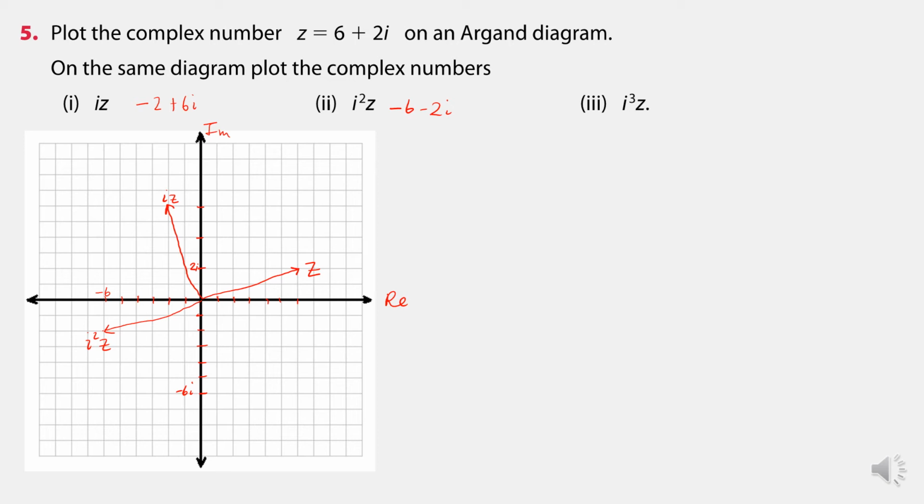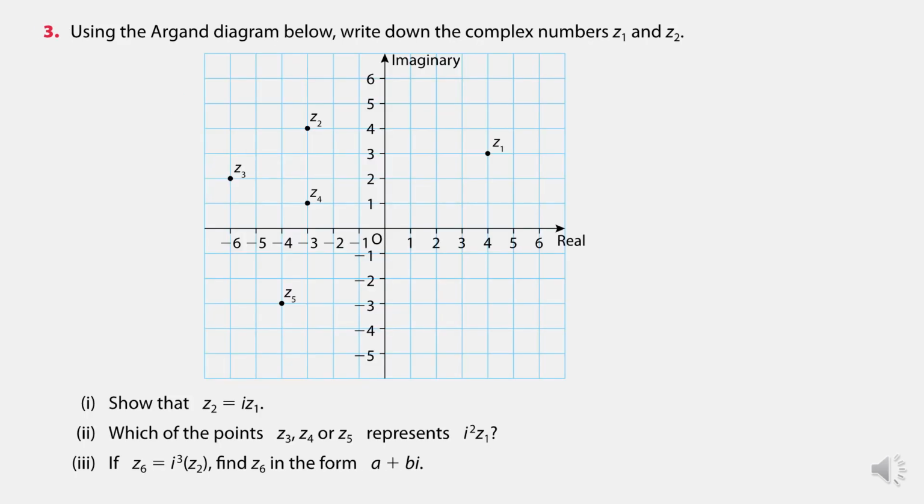Okay, for i cubed z, let's rotate it again, we'll be going to here. Excuse my lines, that's dreadful. So this will be i cubed z, and it would be plus 2 on the real axis, minus 6i. So they're all very close to each other. If you were to calculate the modulus of all of them, they'd be equal, so the same length. All right, let's look at rotating by 90 degrees. Exercise time.